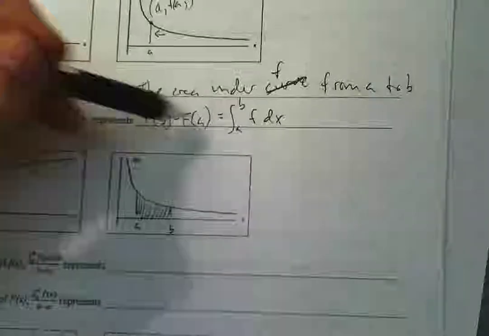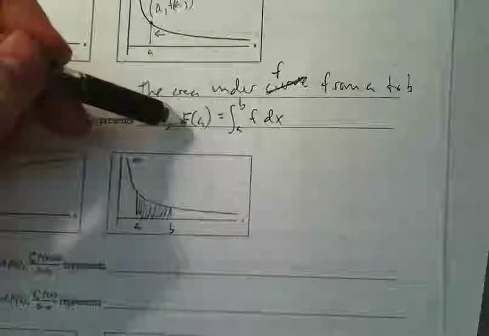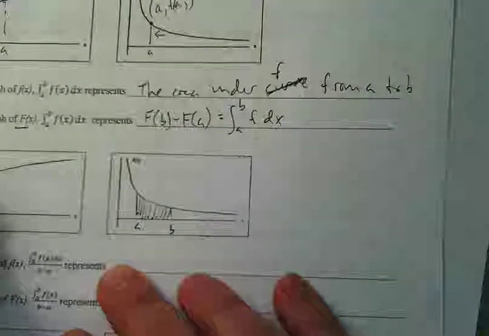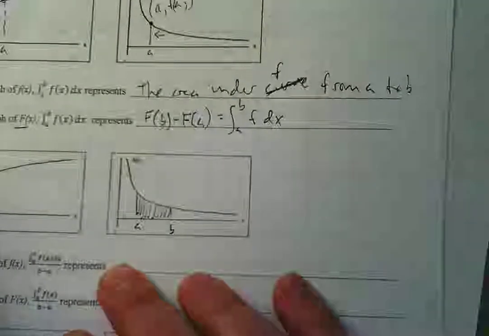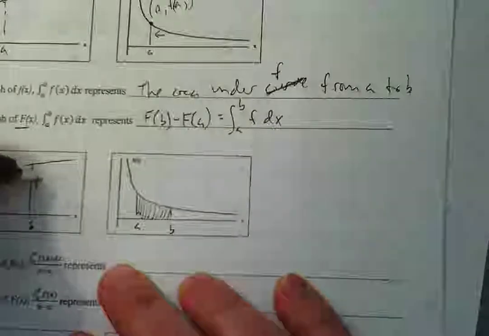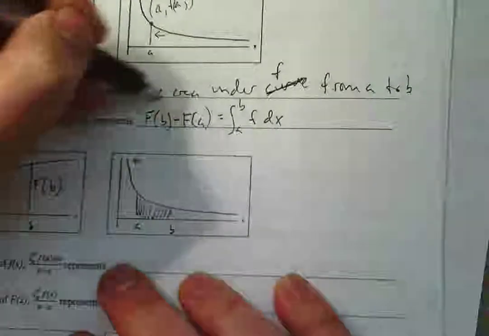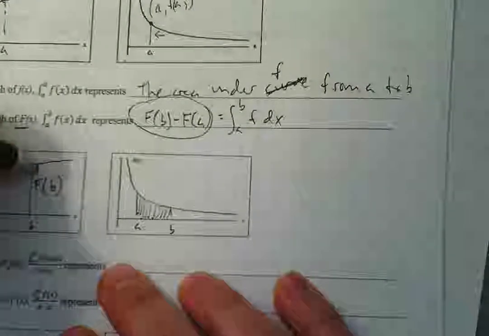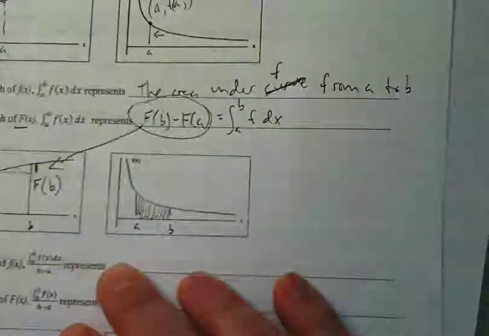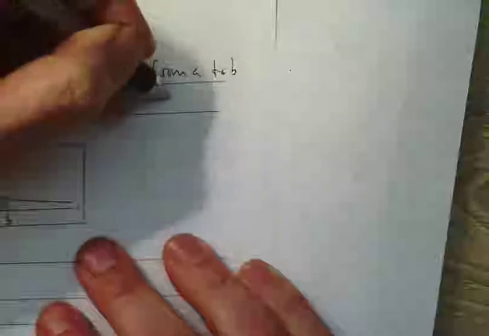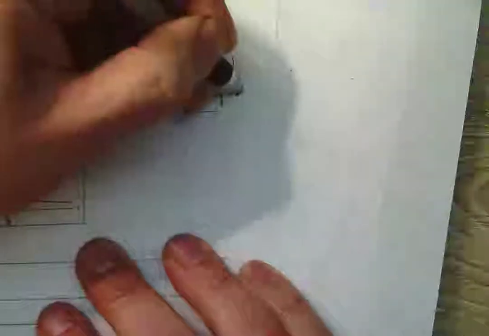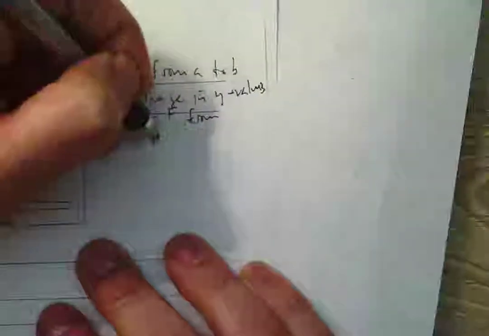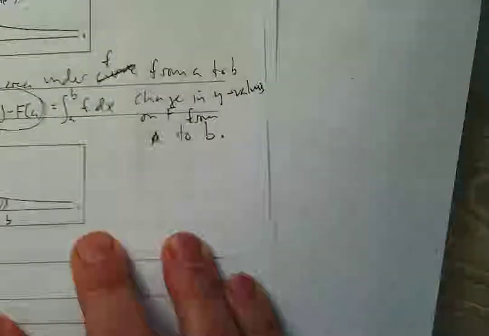So what does this represent on big F? It represents this difference in y values. Remember, big F of a is the y value at x equals a on big F. So here's a, and here's big F of a, and here's b, and here's big F of b. And so we want the difference in those y values. This right here is the difference. And so we'd say the change in y values on big F from a to b. Okay.